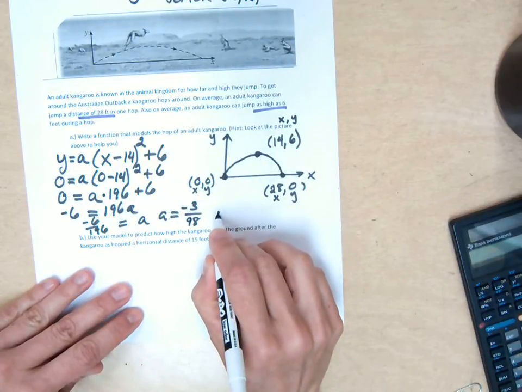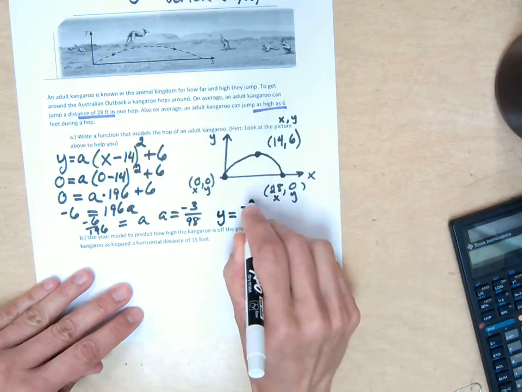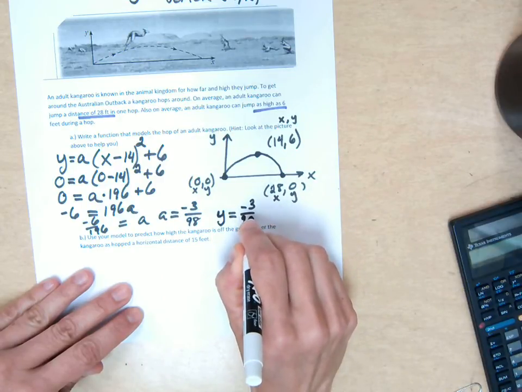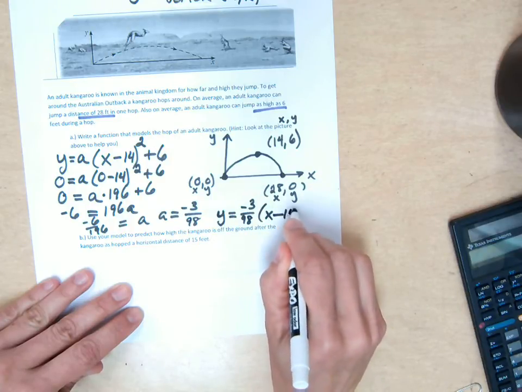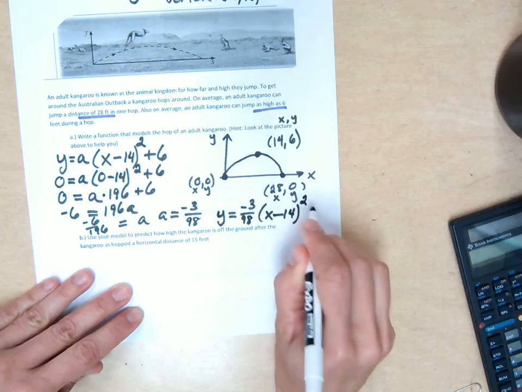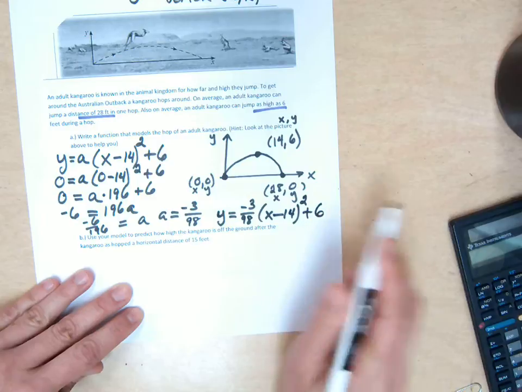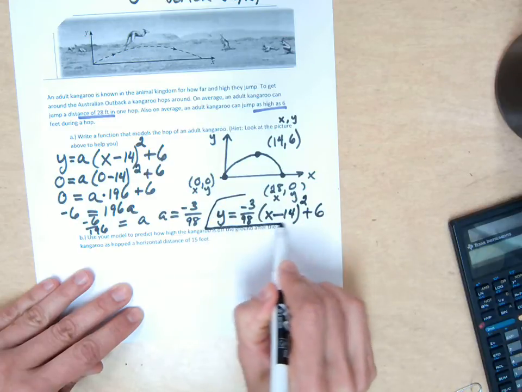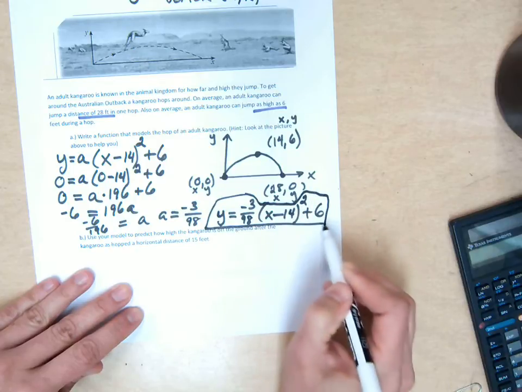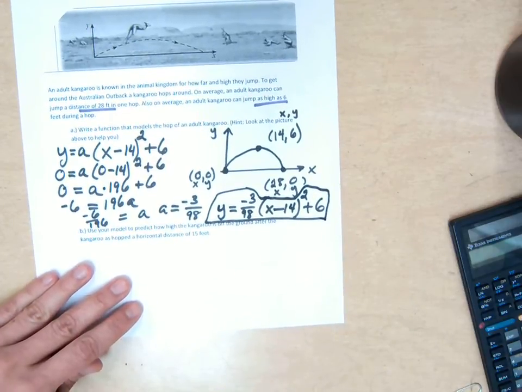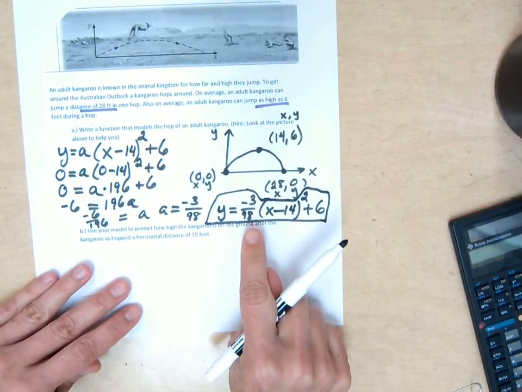So our final answer then for our model is this. Here's our final equation. y equals, you tell me, y equals what? Negative 3 over 98, I know it seems weird, times x minus 14 quantity squared plus 6. Perfect. So that's our model. Now we can use it to make predictions, which is what the next question asks, but that's certainly the hardest part.